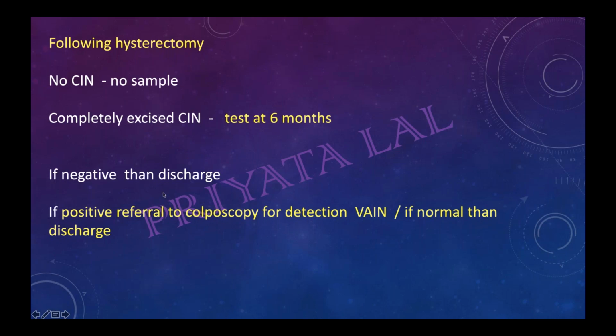Okay, this part is important, and there is a change here. Please understand it very well. This is for part 2 and 3, very important. So if the hysterectomy has been done, but there had been no problem in the hysterectomy, no CIN you found in the hysterectomy sample, you just forget it, you have to do nothing. But if you found CIN and you have done complete excision, in that situation you will test HPV at 6 months. This is a change from the old guideline.